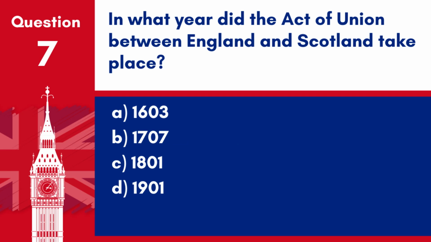Question 7. In what year did the Act of Union between England and Scotland take place? A. 1603, B. 1707, C. 1801, D. 1901. Answer: B. 1707. The Act of Union between England and Scotland took place in 1707, officially uniting the two countries into the Kingdom of Great Britain.